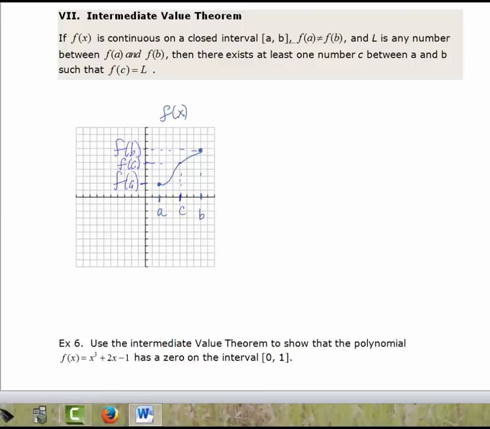So I've got a continuous function on [a, b]. There exists some f of c such that c is between a and b. And this is an existence theorem, so it doesn't necessarily tell us what that c value is. It just tells us that it exists. So let's look at an example.